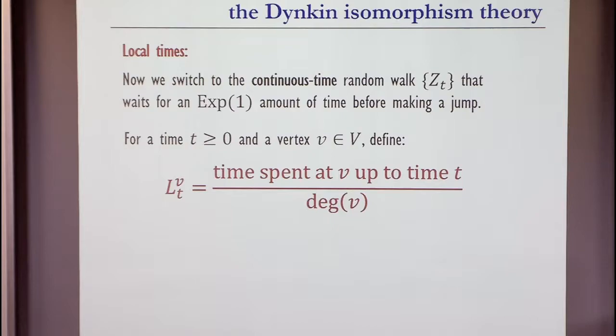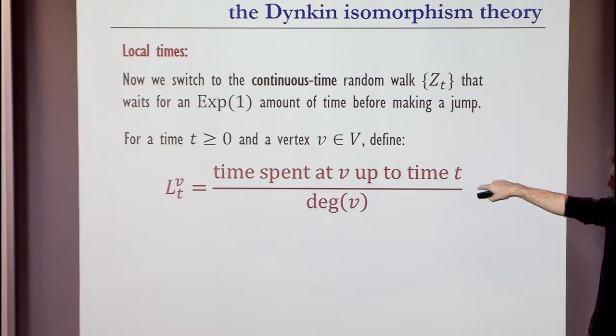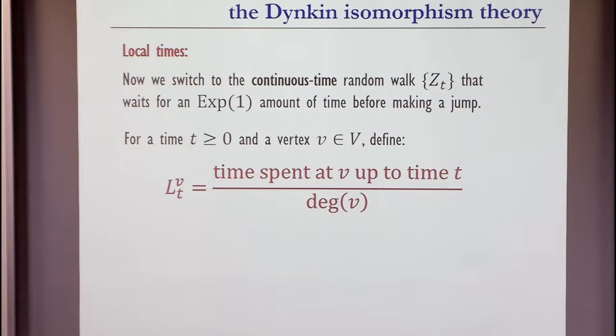Now, given a time t and a vertex v, the local time at v is just, I've written it here in words because I think it's easier that way, the total time spent at the vertex v up to time t, normalized by the amount of time you would have expected to spend there in the stationary measure, which is proportional to the degree. So this is the relative amount of time that you've been at that node up to time t. It corresponds to these colors in the torus animation we had before.